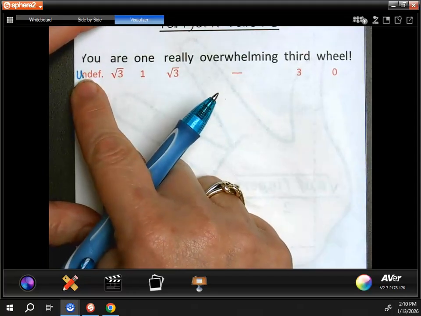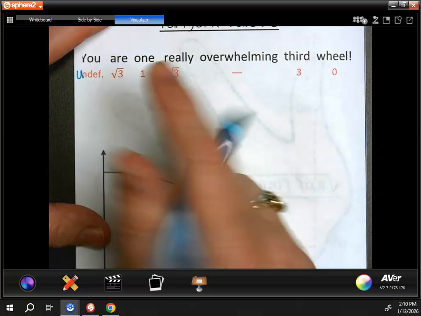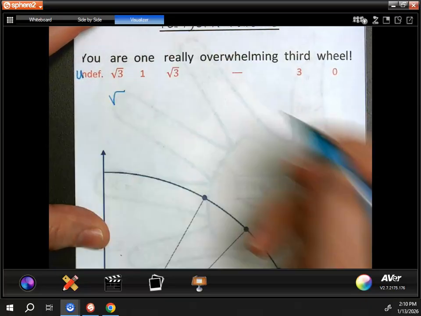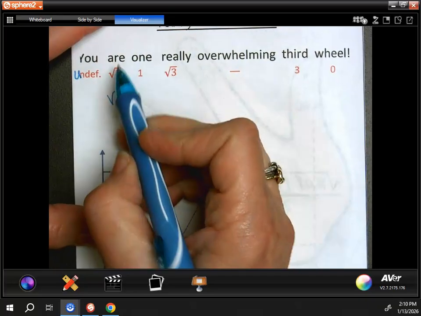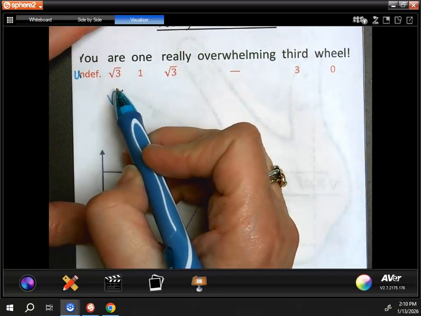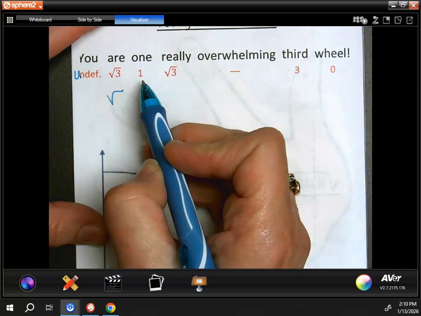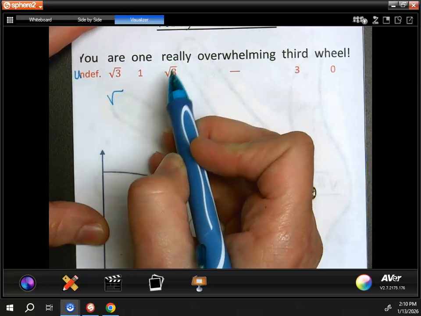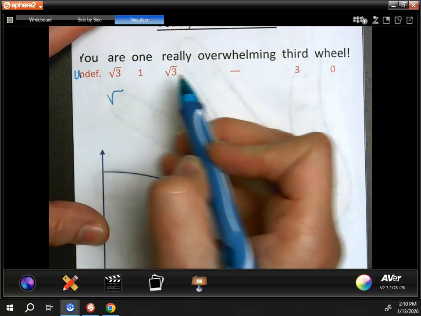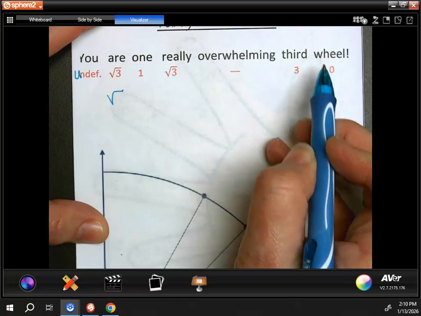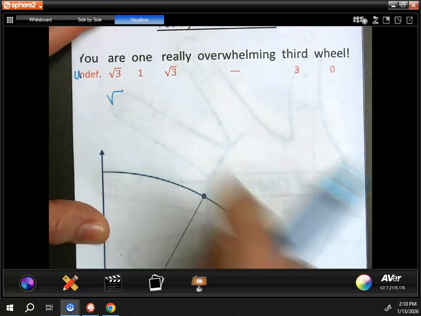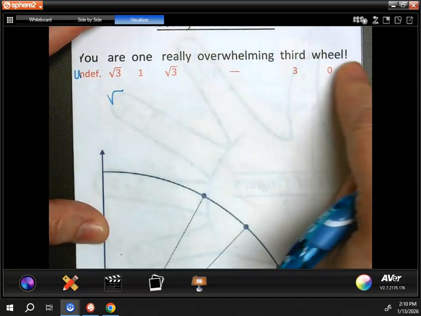Okay. R, so what he said was a square root sign kind of looks like an R, which, okay, it does. So the word "are" gives me the square root of 3. "One" is literally 1. "Really" starts with an R, so you get another square root of 3. "Overwhelming" gives you a fraction bar, because you're putting something over something else. "Third" is 3, and "wheel" is 0. Okay, so that's what you are, one really overwhelming third wheel.